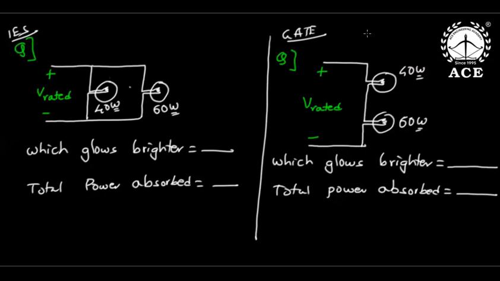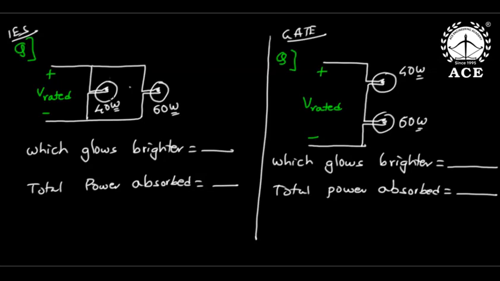Okay, everybody. Let us first understand the IES objective here. Everybody look here. I gave two incandescent bulbs, that means tungsten filament lamps, connected in parallel. First of all, out of these two, which is called rated operation, which is called underrated, and which is called overrated? Now, what is the meaning?